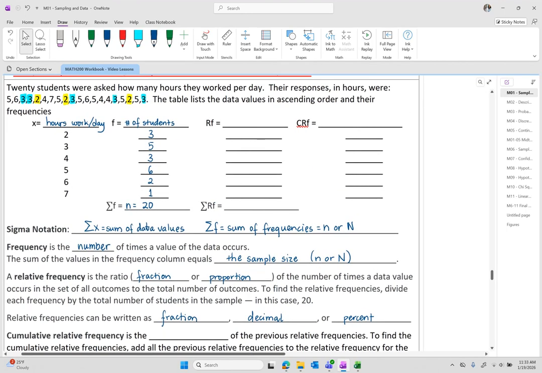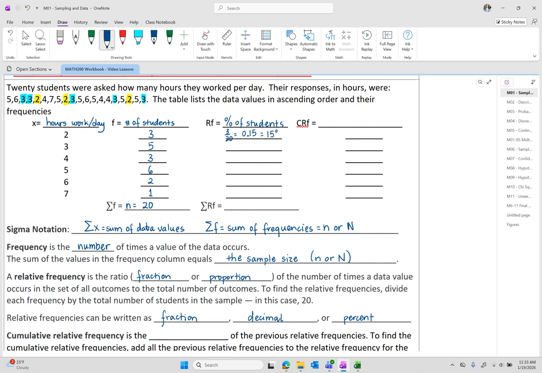As a fraction, the relative frequency, which will be the percent of students in each category, in each value of the variable. So 3 out of 20, that will be the fraction. If I write it as a decimal and I do the math in my calculator, it will be 0.15. That will be the decimal. And as a percentage, 15%.